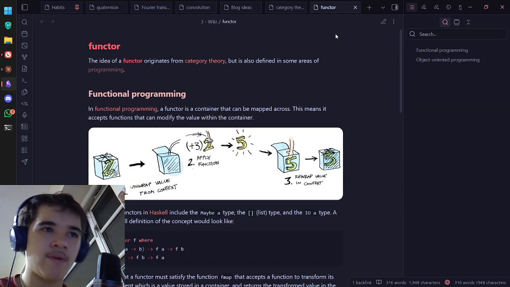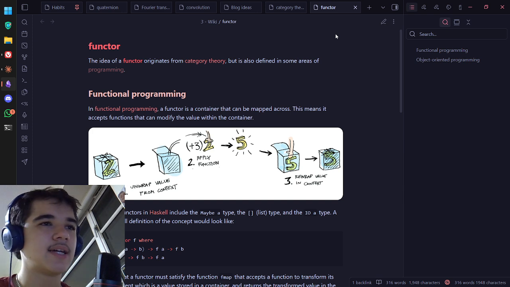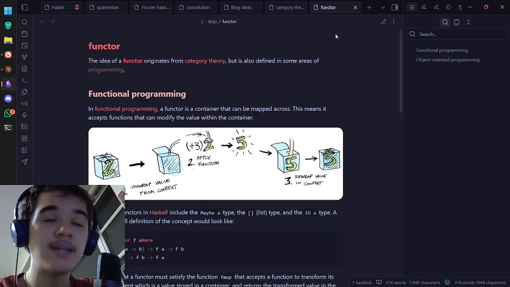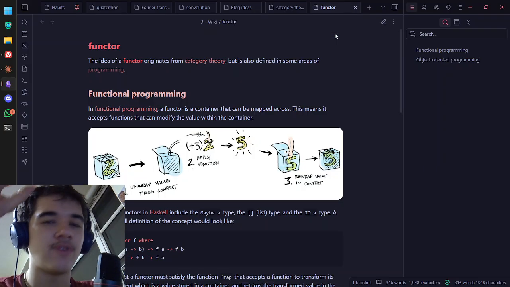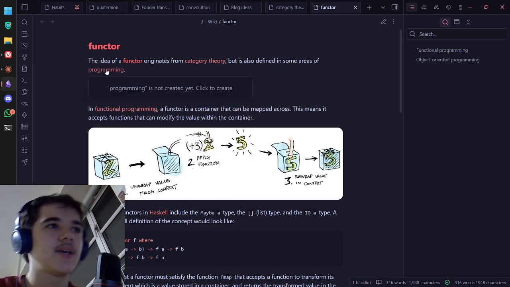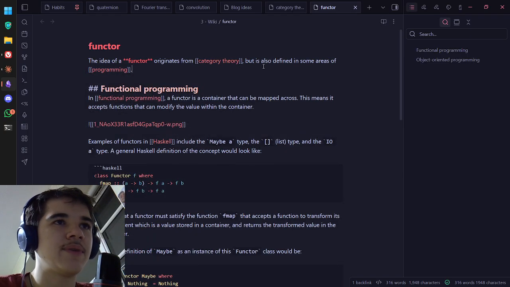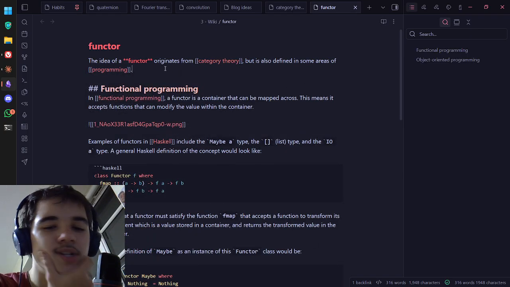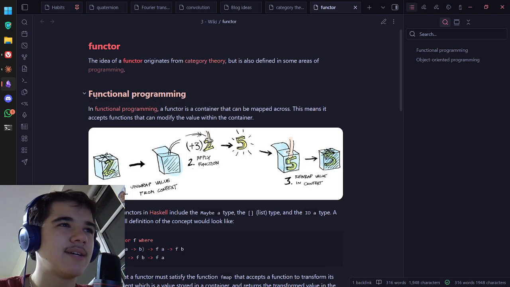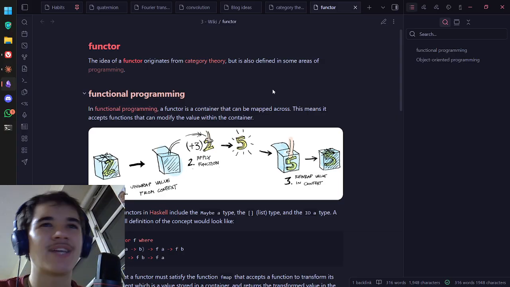Oh, and by the way, when I read out these notes, it was mainly through the lens of Haskell and functional programming. So in this video, although I do want to look into how it works for functional programming, I particularly want to understand the actual category theory as well, because I think that's quite interesting. So, what did I write? The idea of a functor originates from category theory, but is also defined in some areas of programming, in particular functional programming. Mind you, a functor does appear in object-oriented programming too, but it's really weird, and I'll look into that in a second.